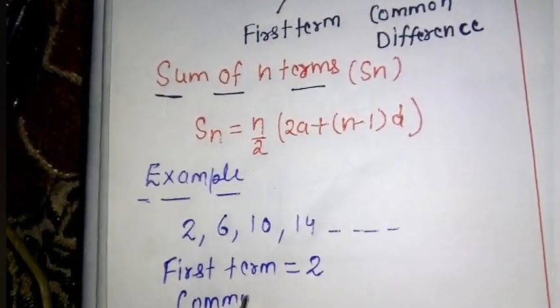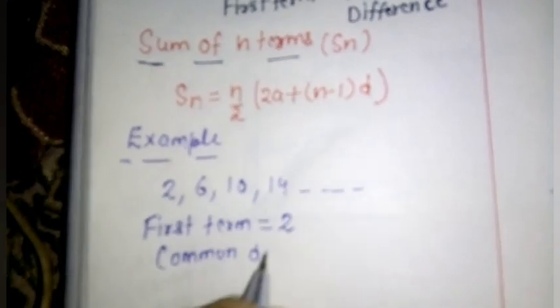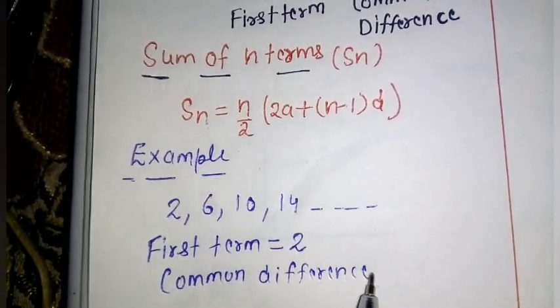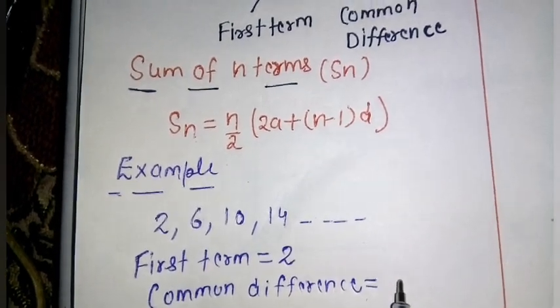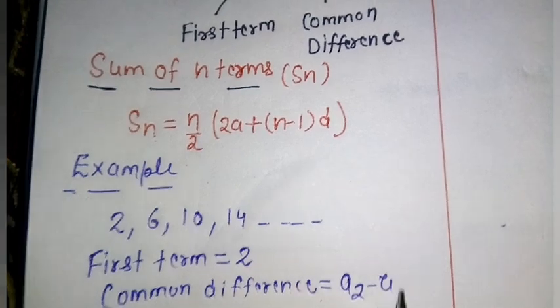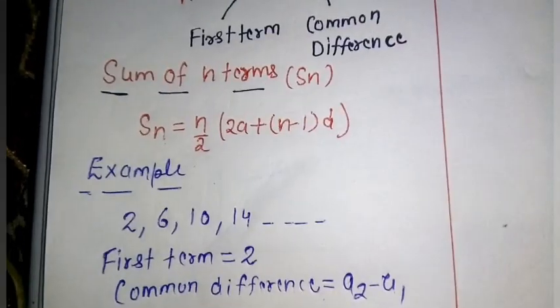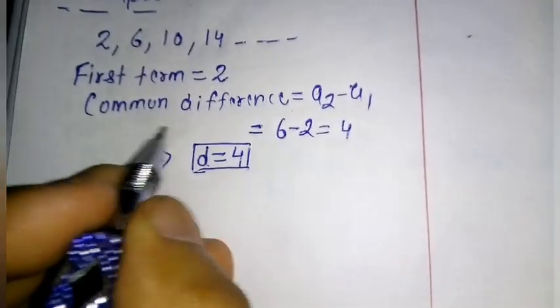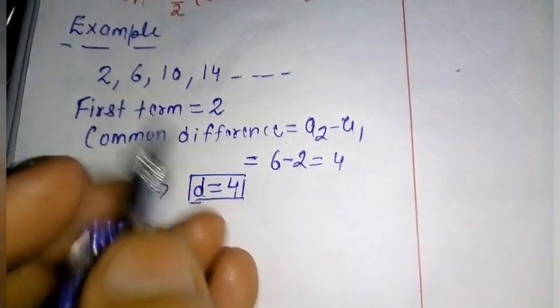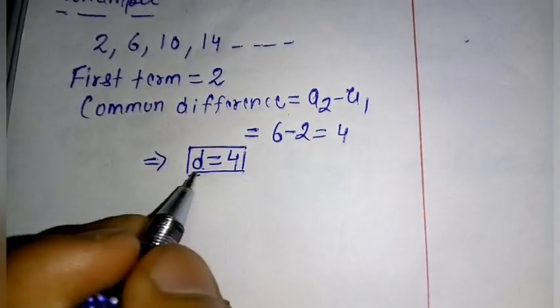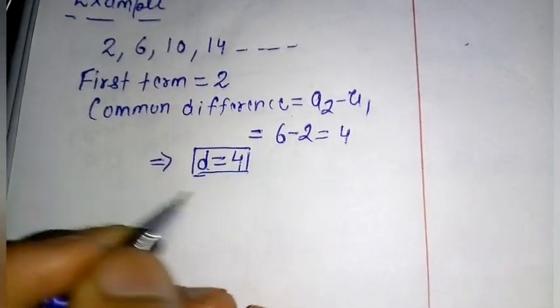और कॉमन डिफरेंस यहाँ पर है, common difference is equal to that is a2 minus a1, which is equal to 6 minus 2 is equal to 4. Here common difference, that is a2 minus a1, 6 minus 2 is equal to 4, and here d is equal to 4. d represented by common difference.